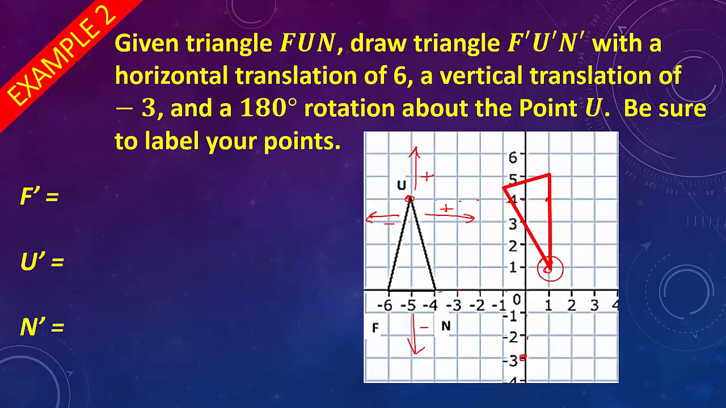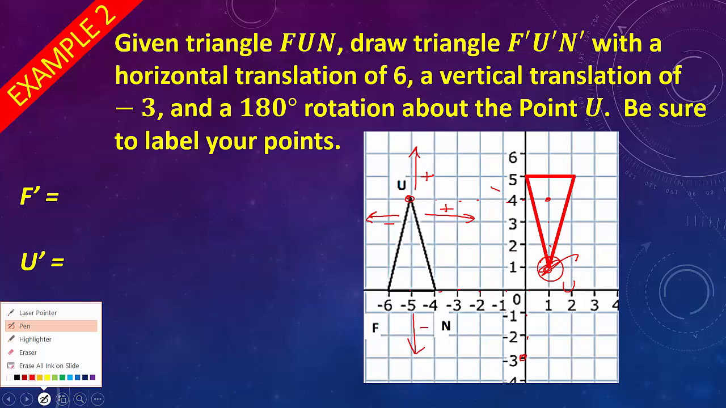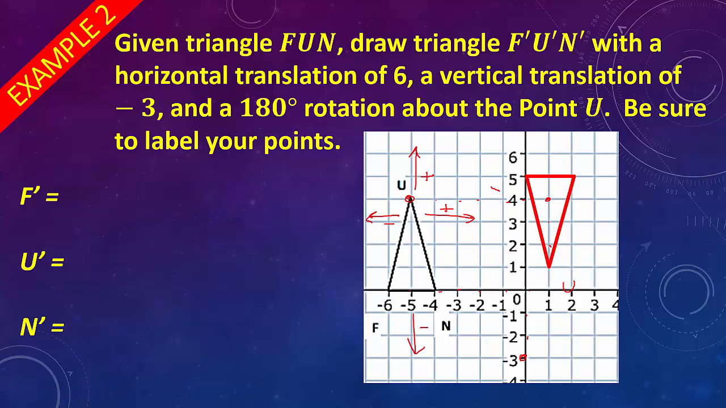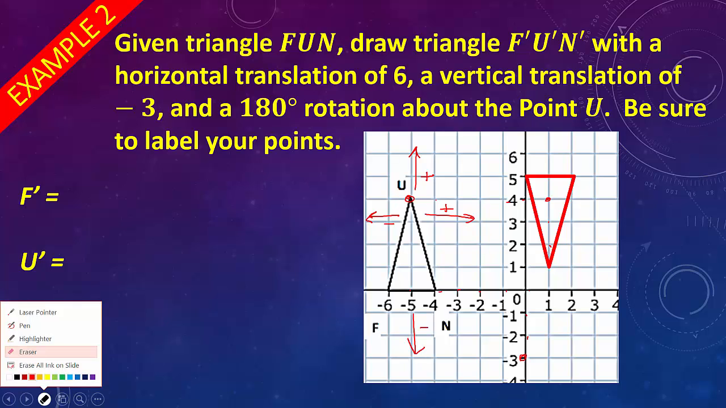Oops, I forgot we had to do a 180-degree rotation about point U. Remember, the vertex was at U, so we did our 180-degree rotation. My eraser doesn't seem to be working, so pardon me. There we go. All right. So after we did the translation, then we did the rotation, and honestly, it doesn't matter which one you do first. Either one works.